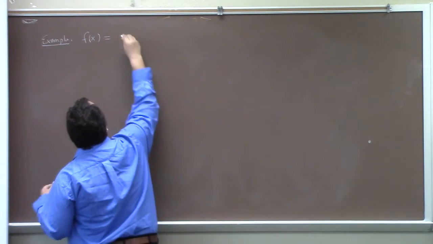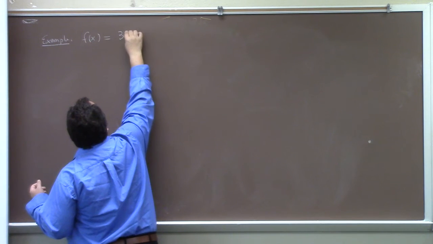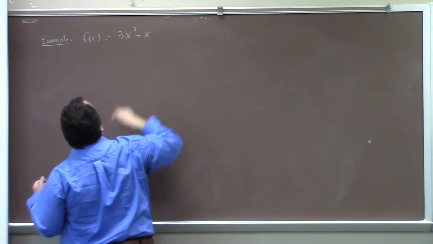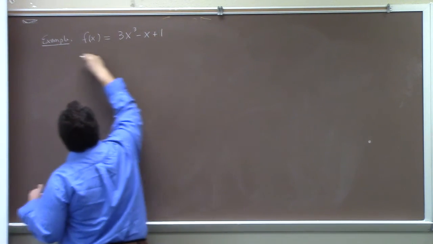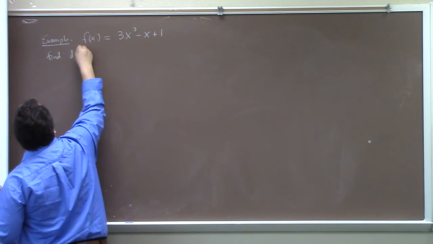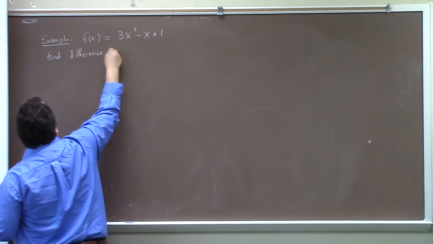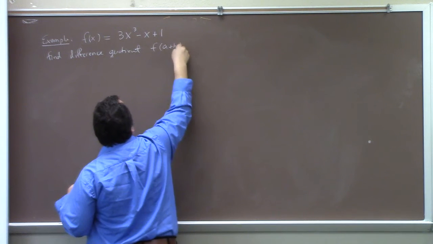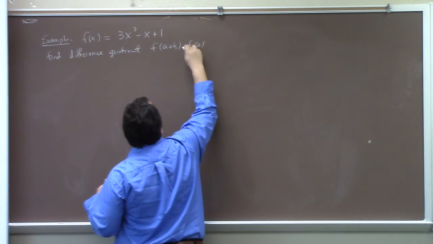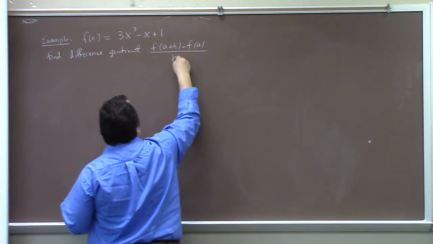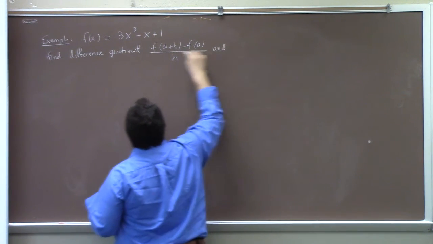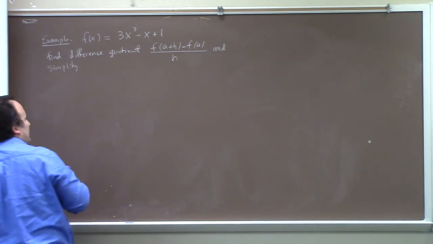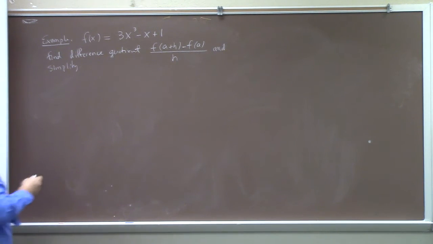Okay, so I'll do, how about 3x cubed minus x plus 1. Let's find the difference quotient. This one's harder than your homework. I will soon regret assigning this to myself, and simplify. I think that's essentially problem 25. This is problem 25-ish.